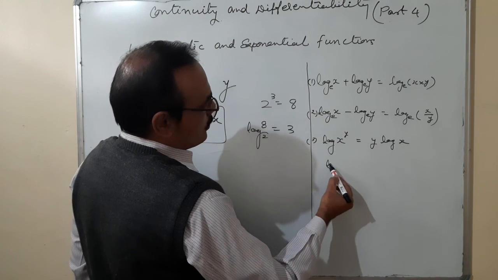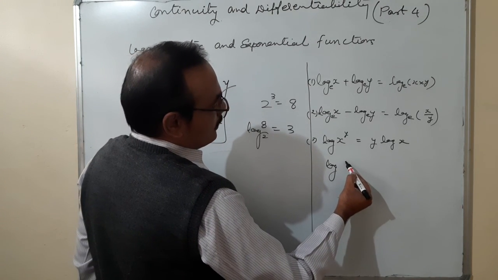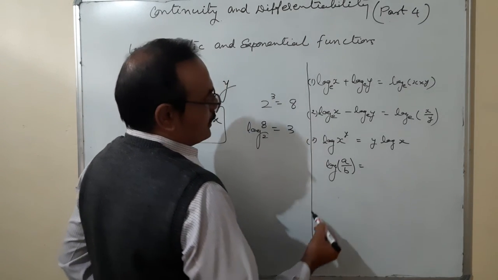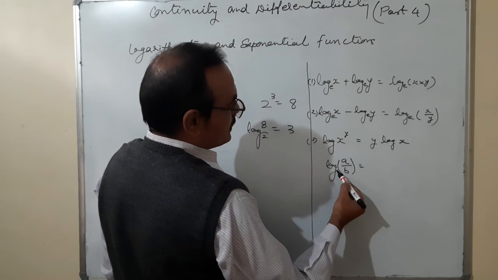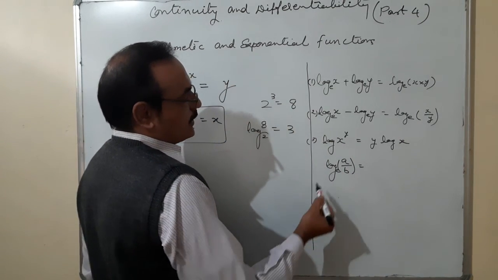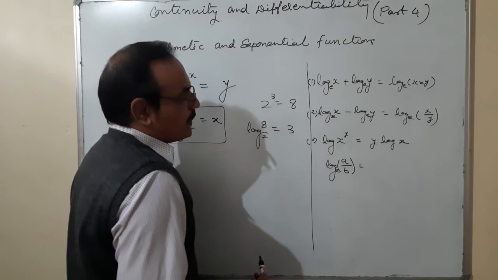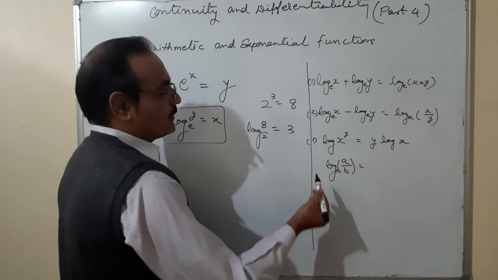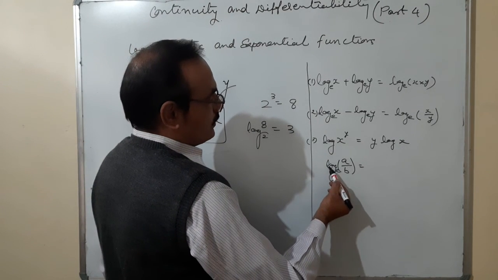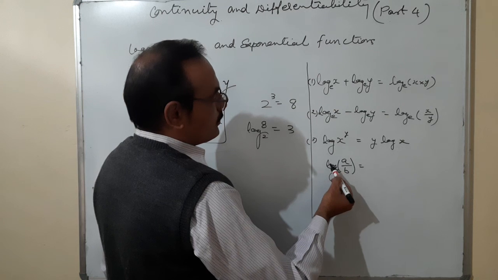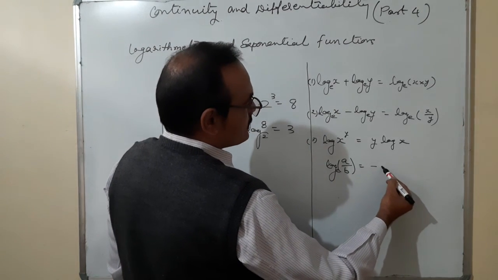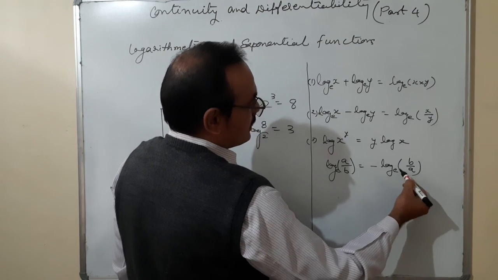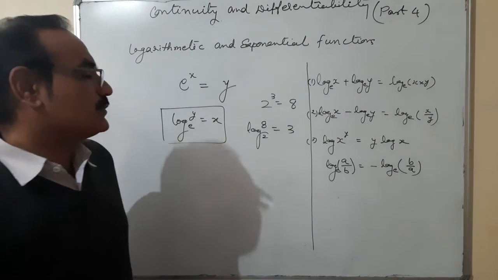And one more, log a upon b. Suppose here is a base e. So I may write here log a base e upon log b base e. Log a upon b is equal to minus log b upon a, like this. That is the rule.